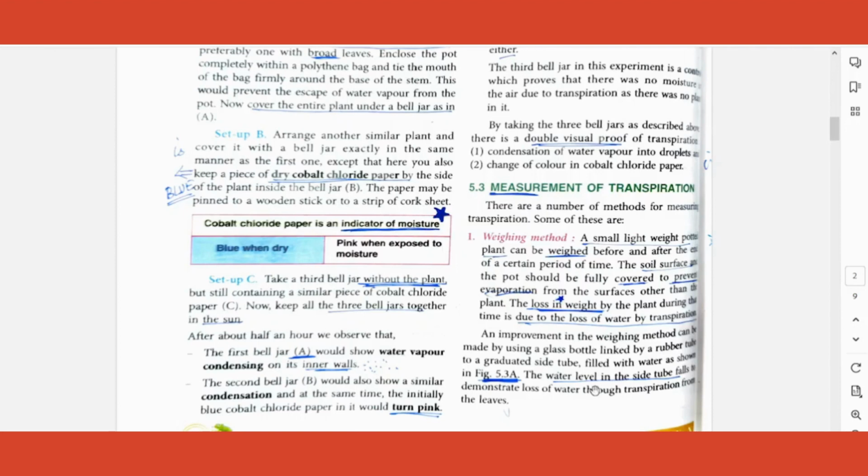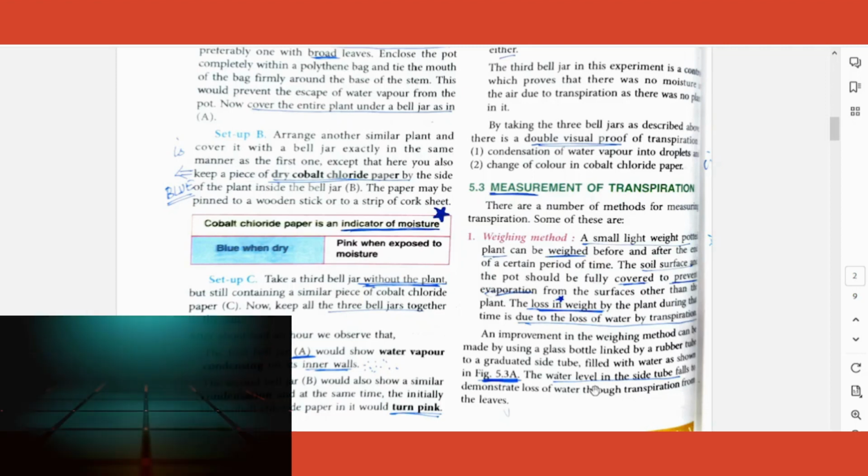We are learning ICSE 10 biology. We have been learning all the important chapters till now. We are in transpiration, and in the previous video we looked at how to demonstrate or show that transpiration occurs. We proved that. Now we know that transpiration occurs, but how do we measure how much transpiration is occurring? For that, we have a few experiments given in the textbook. Let's learn all of them.